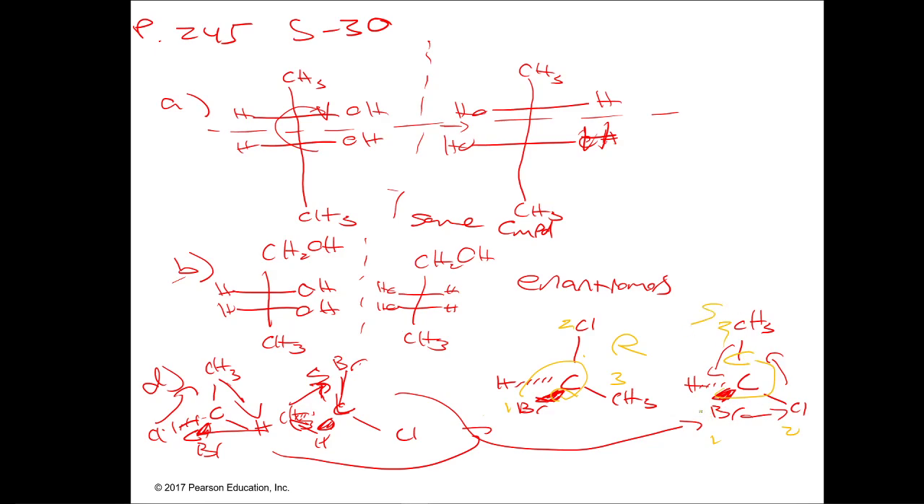Now, if you were to rotate these and put CH3 here and put bromine here, and then put chlorine here, you'd see that they are mirror images. Those are enantiomers.